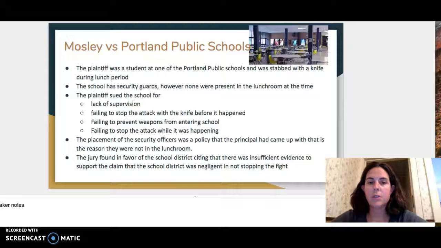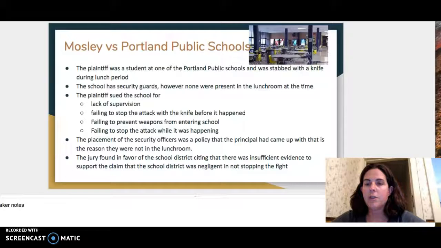The plaintiff was a student at one of the Portland Public Schools and was stabbed with a knife during lunch period. The school does have 2 security officers, however, none were present in the lunchroom at the time. The plaintiff was suing the school for lack of supervision, failure to stop the attack with a knife before it happened, and failing to prevent weapons from entering the school, and failing to stop the attack while it was happening.